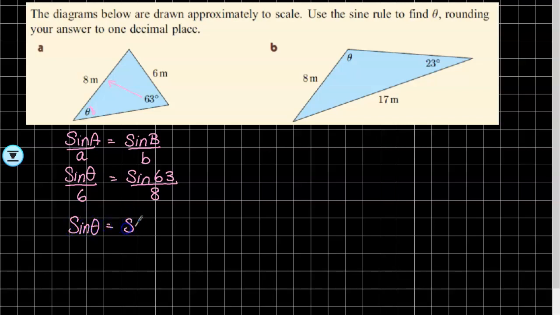Some of you might then leave this line out, but it's up to you again. So we times by 6. Remember, not touching my calculator. And all I have to do now, I don't want sine theta, I just want theta. So how do I get rid of the sine?